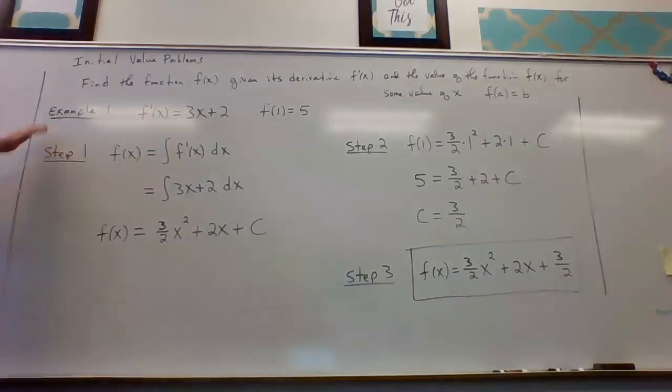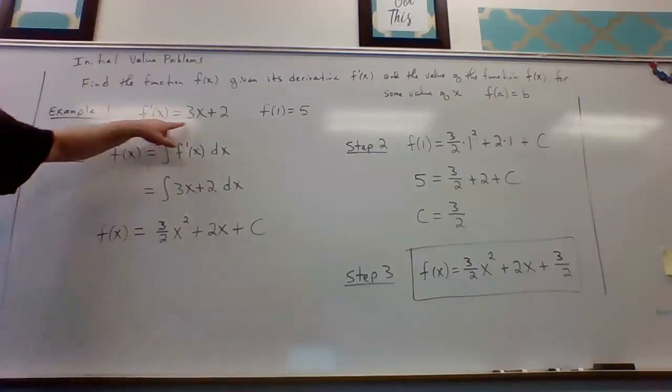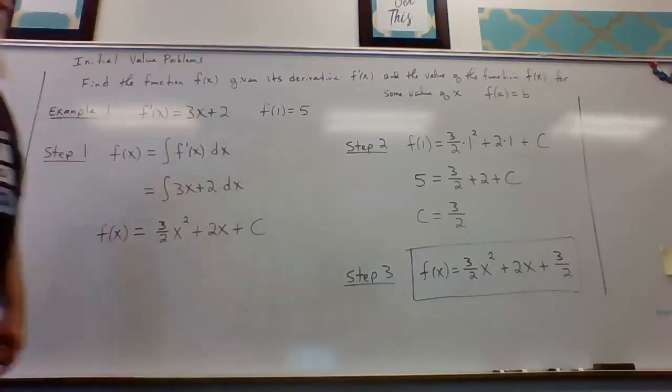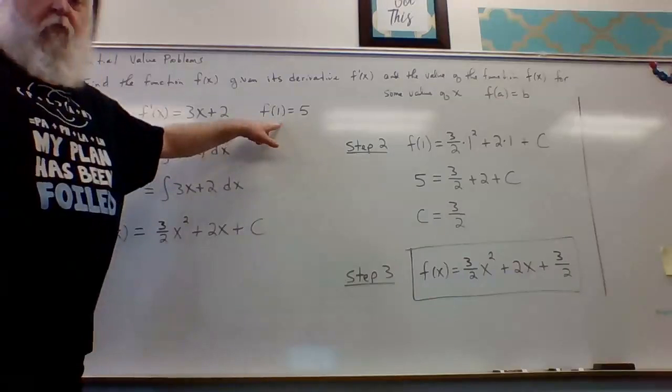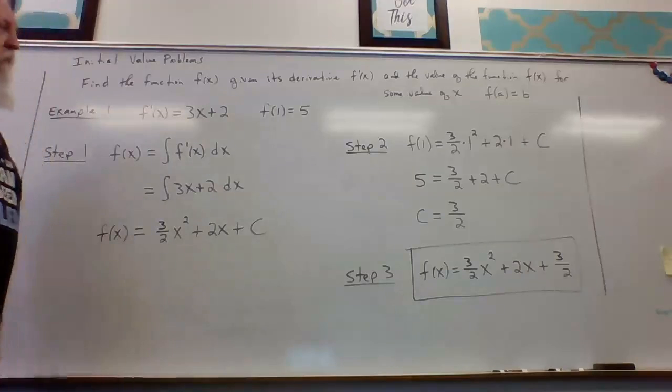So, in the first example on page 75 of your note packet, you're given the derivative of f of x, f prime of x is equal to 3x plus 2, and the value of the function at x equals 1 is equal to 5. So those are the two pieces of information you're given.